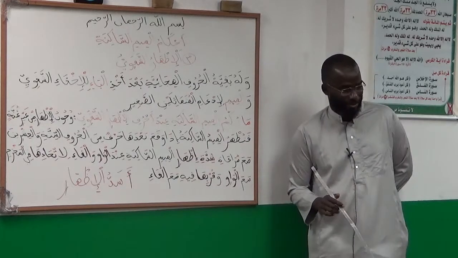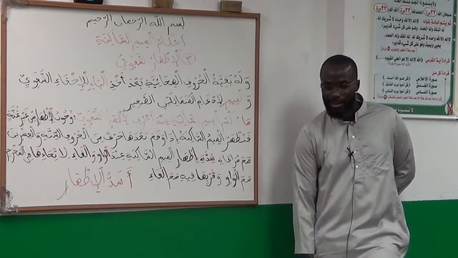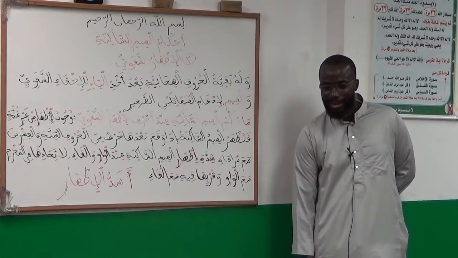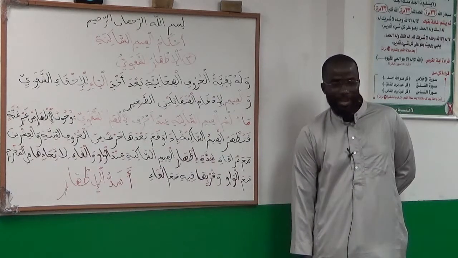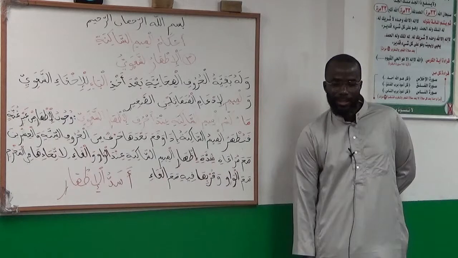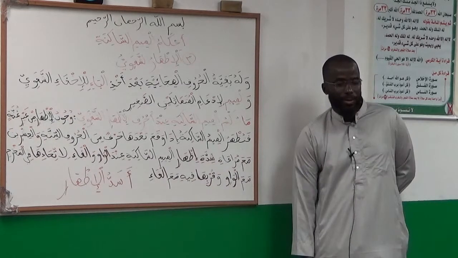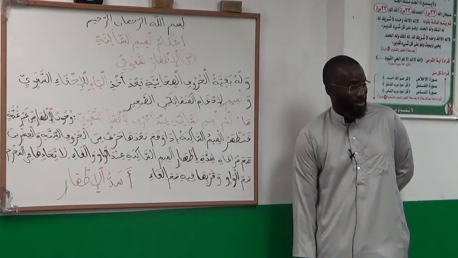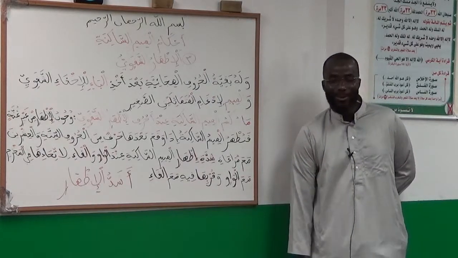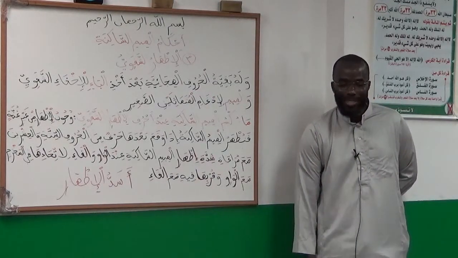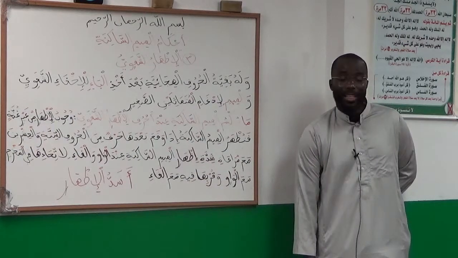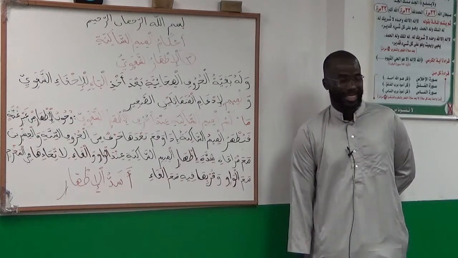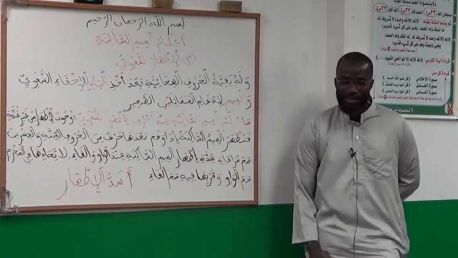Any example? No. Maliki Yawmiddin. No. إياك نعبد وإياك نستعين. No. اهدنا الصراط المستقيم. No. صراط الذين أنعمت عليهم. أنعمت. We have a mim that has a sukun. It's followed by what? Ta. And ta is one of the 26 letters of al-idhhar al-shafawi. Do I have here Ashad Al-Idhhar? No. Why? Because it's not waw and it's not fa.